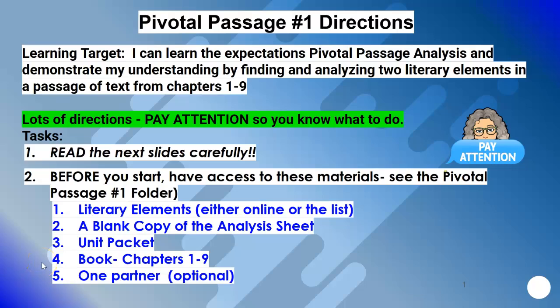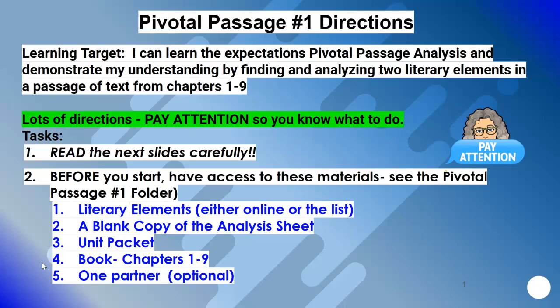Okay, this is the video giving you more specific directions on how to start analyzing a pivotal passage. Pivotal means it's an important passage in the text. For this first practice, I am asking you to find a passage that you think is important from somewhere in chapters 1 through 9, which is where we are right now. So pay attention a little bit to these next. There's lots of directions, so I will speak as slowly as I can and concisely so you get this.